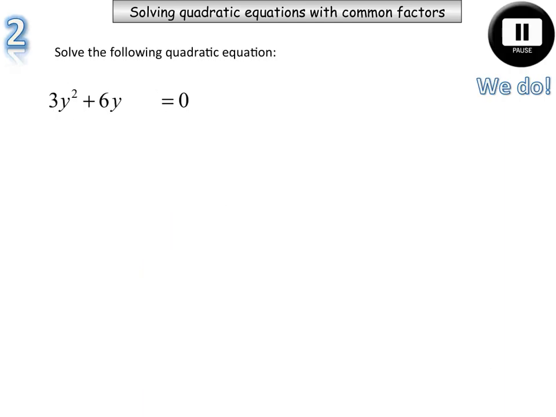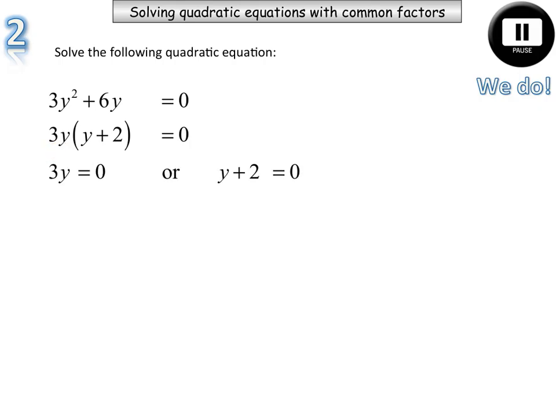Okay, our second example involves a quadratic with an expression in terms of y. So rather than x, we've got y. So we've got 3y squared plus 6y is equal to 0. Pause the video and see how you went. Alright, so after taking out a 3y, that's the highest common factor, we'll end up getting y plus 2 in brackets. Check it by expanding: 3y times y is 3y squared, 3y times positive 2 is positive 6y.